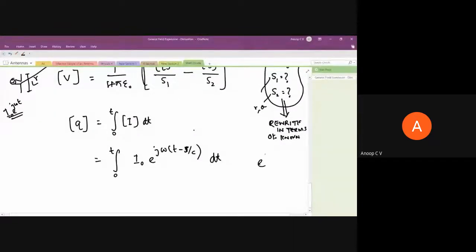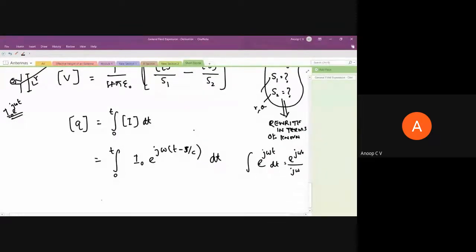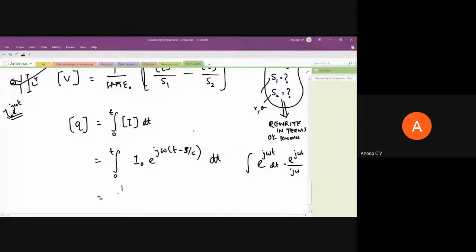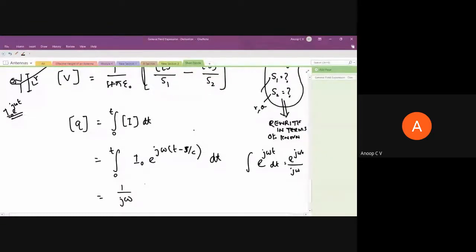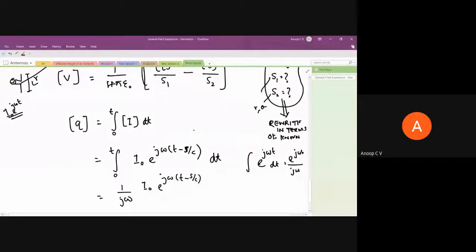So what is integral of e power j omega t? Integral e power j omega t dt is actually what? E power j omega t divided by j omega. Similarly, I can write this is equal to 1 by j omega times I naught e power j omega t minus s by c. That's it. This e power j omega s by c is independent of t, so we don't have to bother about that. So this is 1 by j omega I naught e power j omega t minus s by c.